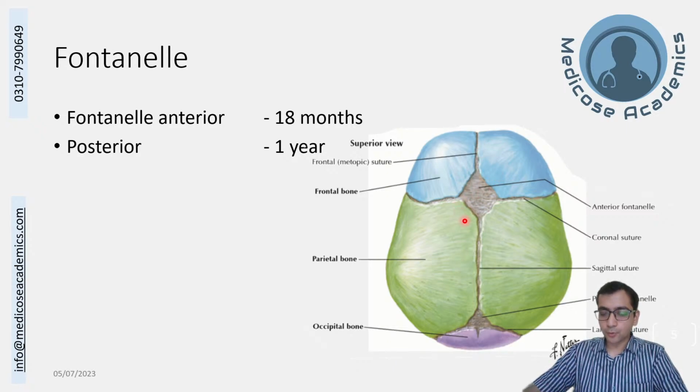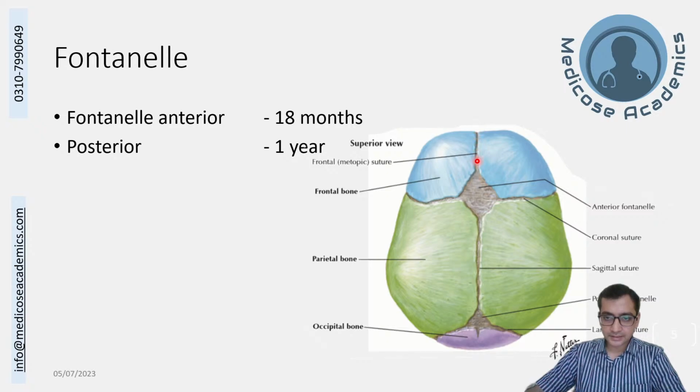So the point where more than one suture meets, here the coronal suture is meeting the sagittal suture. This part is called, before fusing, the anterior fontanelle. You may be asked what is the date of its fusion. It is roughly 1.5 years or 18 months.